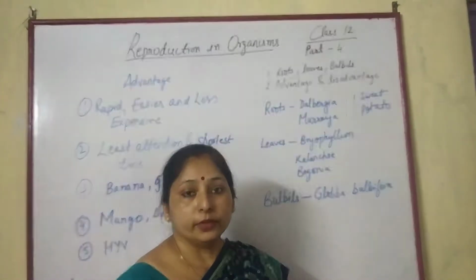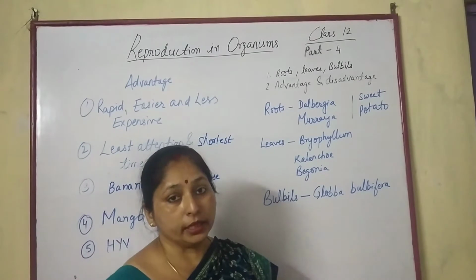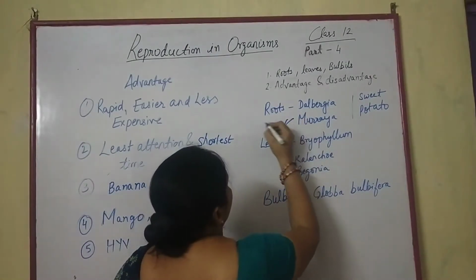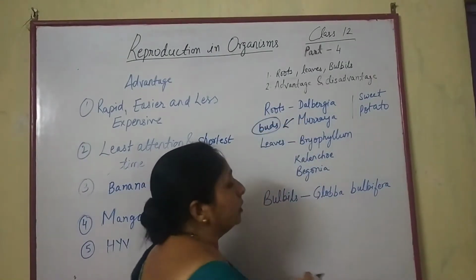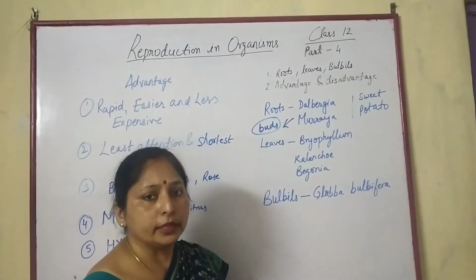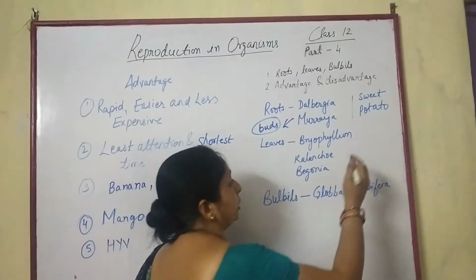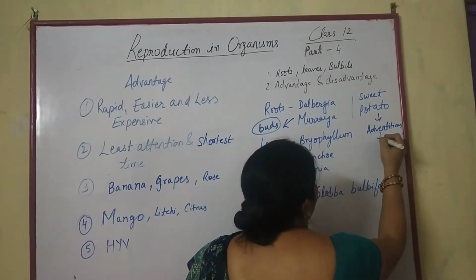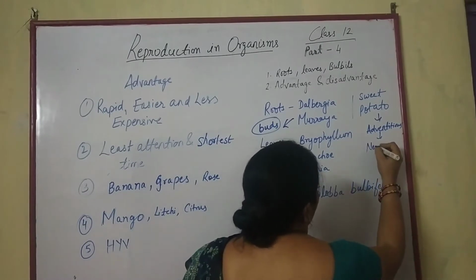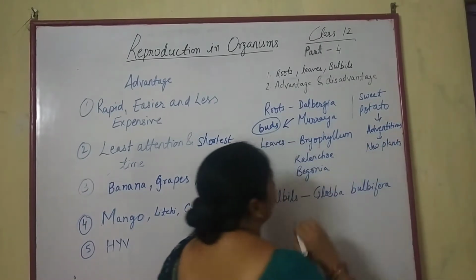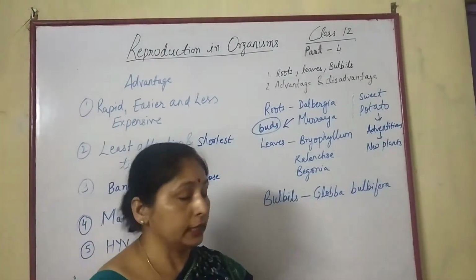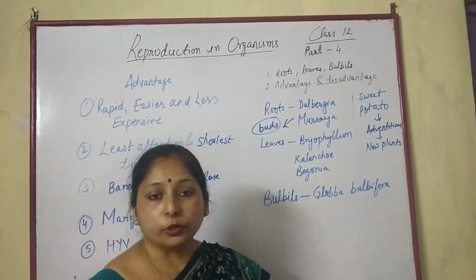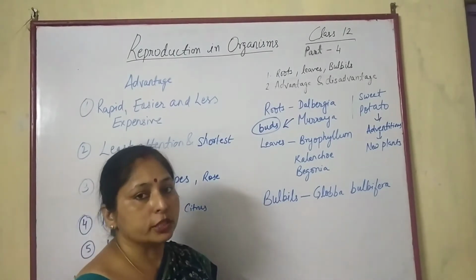Roots are a mode of vegetative propagation. For example, in Dalbergia and Moraya, buds are formed, and these buds detach from the parental body and form a new plant. While in sweet potato, the roots are adventitious, and these adventitious roots give rise to a new plant. So from roots, there are two ways through which a new plant develops: through buds, as in Dalbergia and Moraya, or, in sweet potato, tapioca and asparagus, adventitious roots give rise to a new plant.